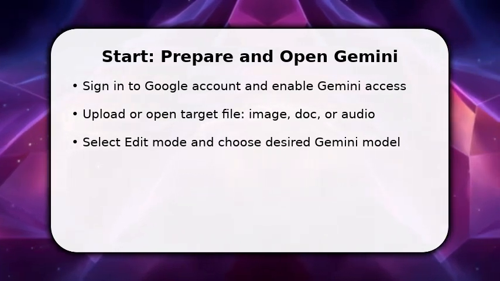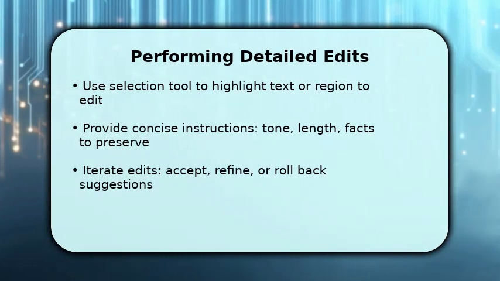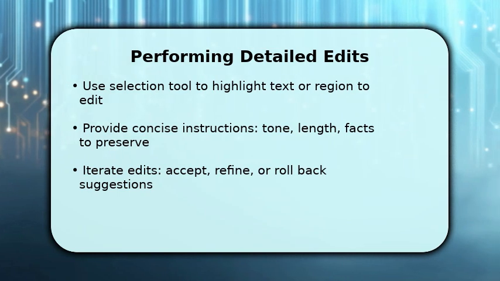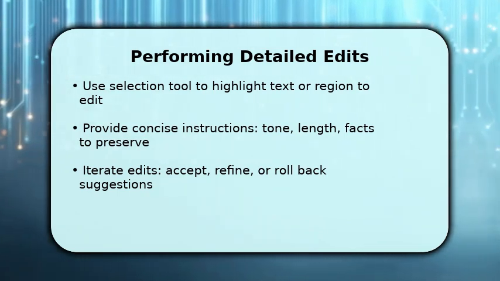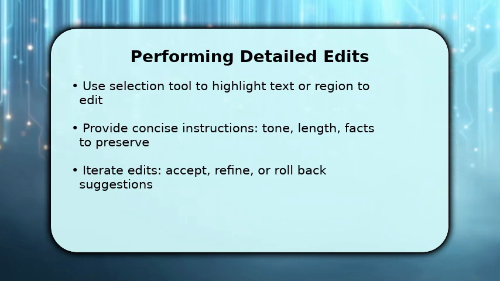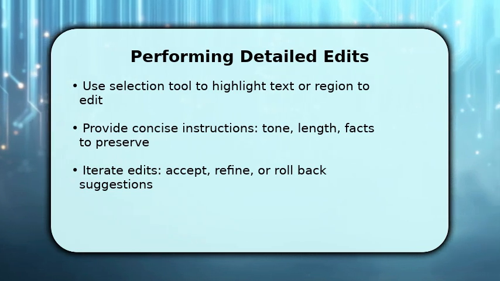You'll now perform the core editing. Select the exact text or region. Highlighting ensures Gemini focuses on the right context. Then give concise, directive instructions. State desired tone, target length, and any facts or sections that must remain unchanged. This clarifies intent and reduces errors.